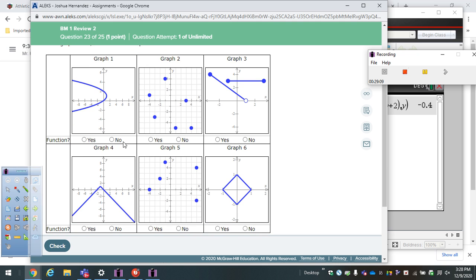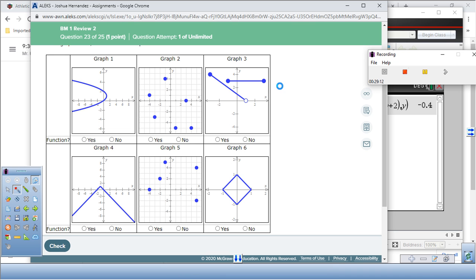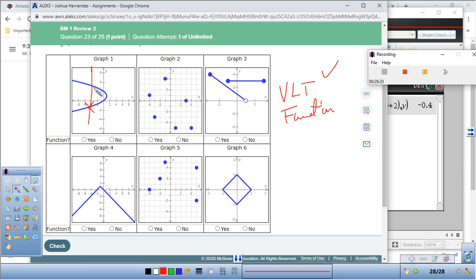Oh, functions. Is it a function, yes or no? Remember this one? We need the vertical line test to decide if it's a function. If it passes, it is a function. This one does not pass. It crosses twice, not a function. This one crosses once. This is a function, guys, because it only crosses once with each vertical line. Once, function. Twice, not a function.